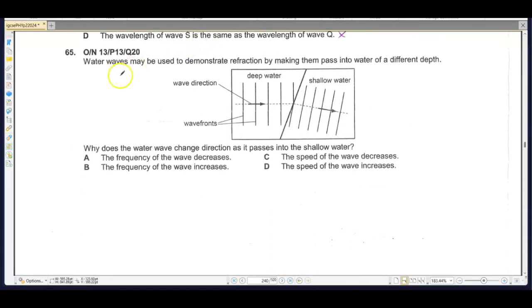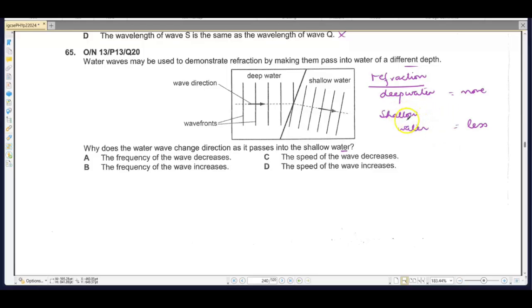Okay. Question number 65. Water waves may be used to demonstrate refraction by making them pass into water of different depths. Why does the wave change direction as it passes into shallow water? Okay, we know that refraction has a principle that when the wave is in deep water, its speed is more, and when it's in shallow water, its speed is less. It's the change of speeds in different depths of water that refraction takes place. So the frequency doesn't change, the speed changes, and sometimes the wavelength also changes as well.